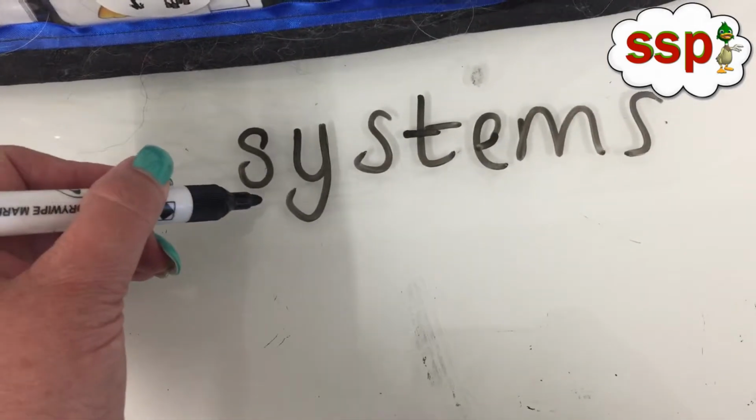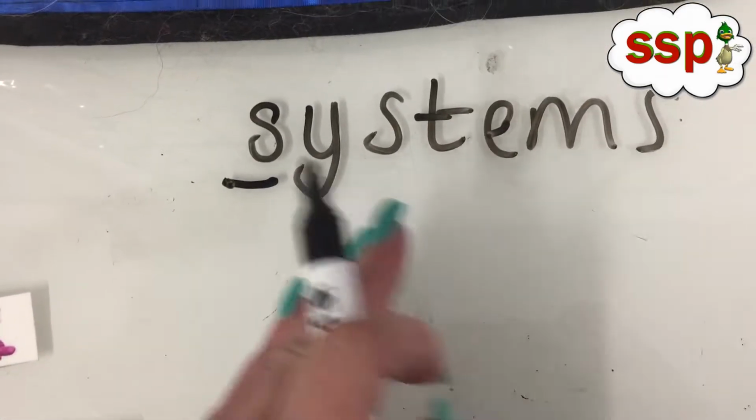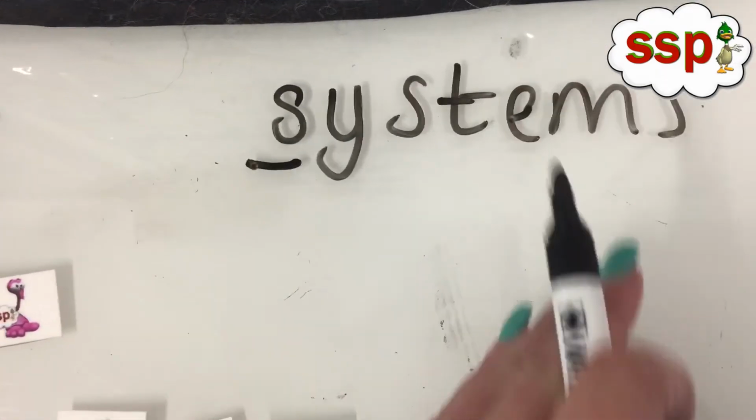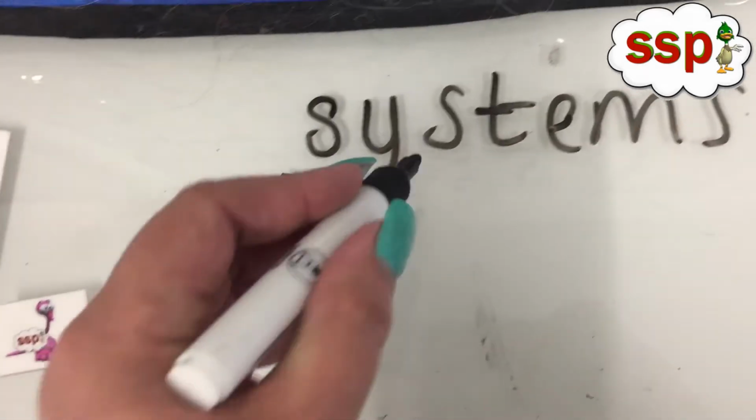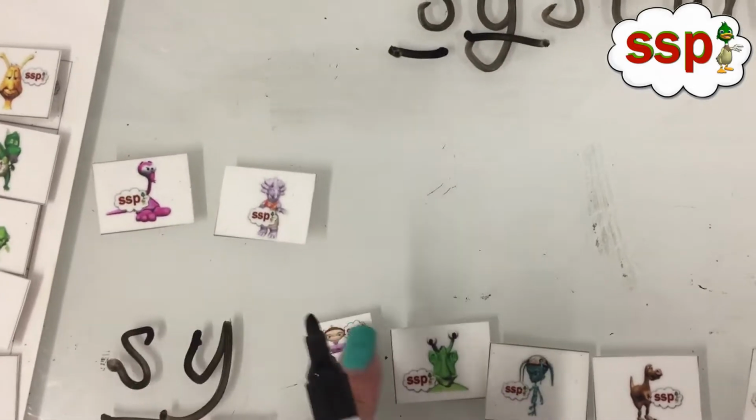Okay, so system. So what's the sound picture for s? It's an S. This is when we'd use letter names because, you know, different representations for the sounds. So s, I. So the representation for the I sound there is a Y.